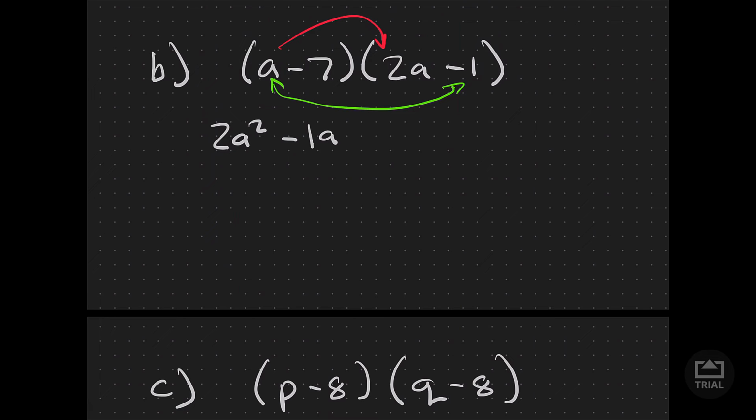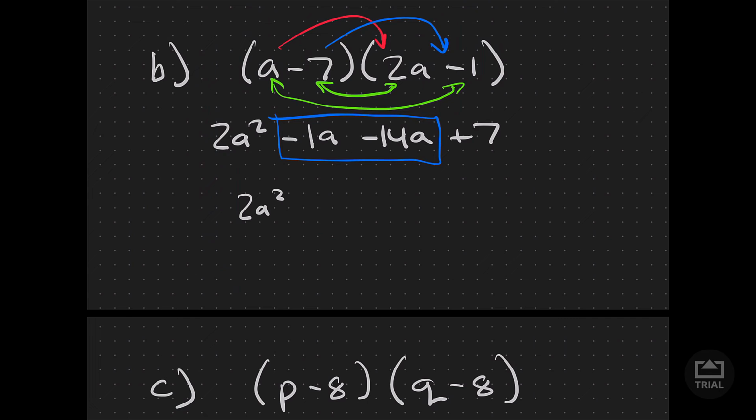Then we're going to do the insides, which are these two right here. Multiply those together, and we're going to get negative 7 times 2, which is negative 14, and don't forget that a. And finally, we will move to the last ones, which is negative 7 times negative 1, which gives us a positive 7. And again, these two right here are going to be like terms, and then we just need to put it all together. 2a squared, negative 1, negative 14 is negative 15a plus 7.